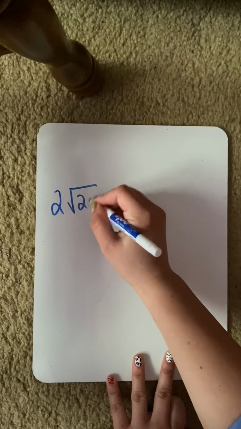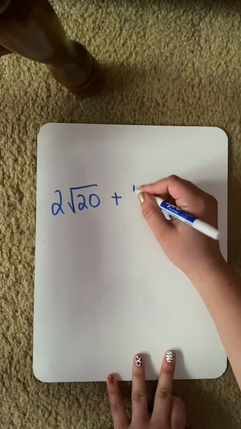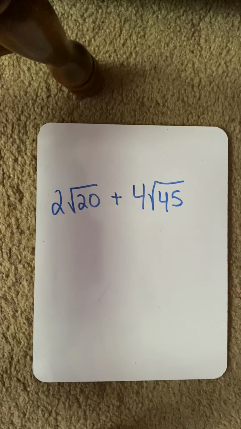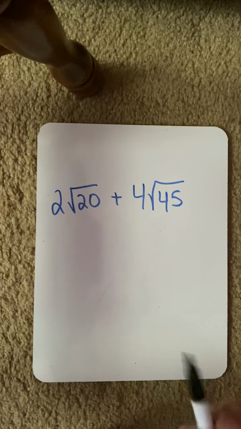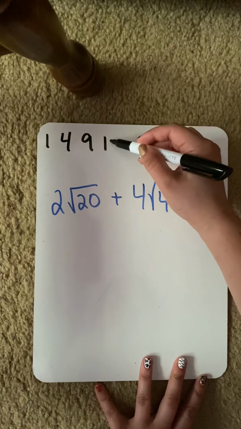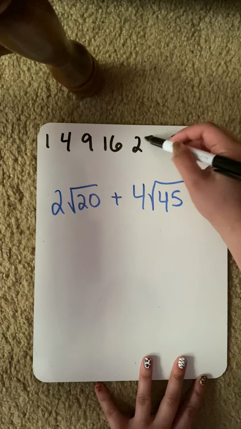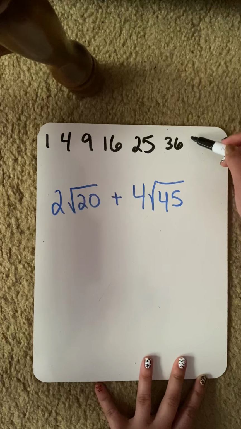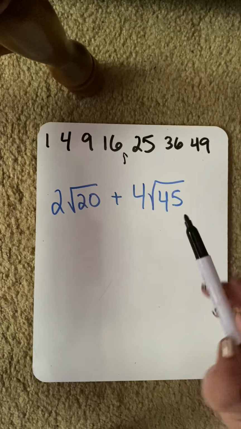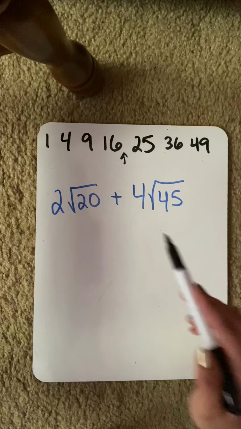Two times the square root of 20 plus 4 times the square root of 45. They definitely don't match, but they can both be simplified. So the biggest perfect square that goes into 20, you can think about, again, what perfect squares it's between. So 20 falls between 16 and 25. So you start dividing down.